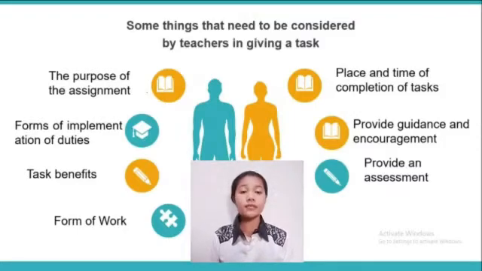The fourth is form of work. There are 2 forms of work: the student must make a task independently or in a group. The fifth is place and time of completion of tasks. There are 2 places, that are in the class or at home. And for the student's home, it depends on the students.